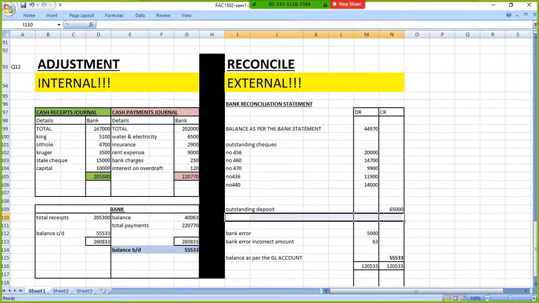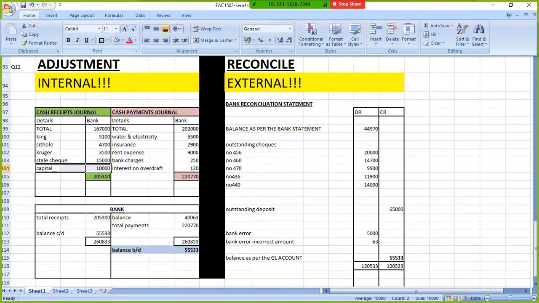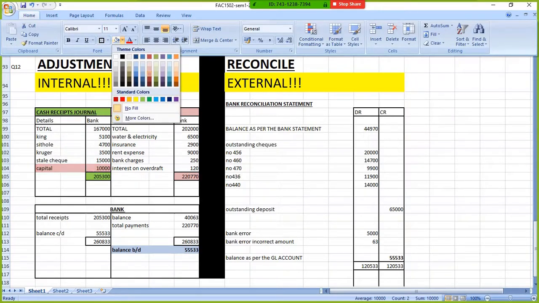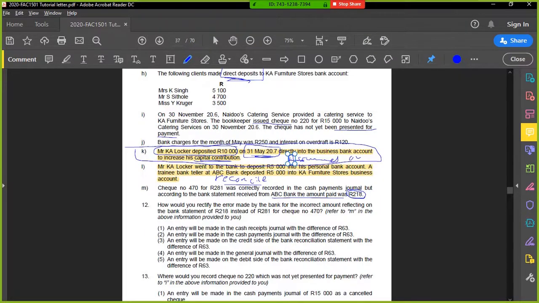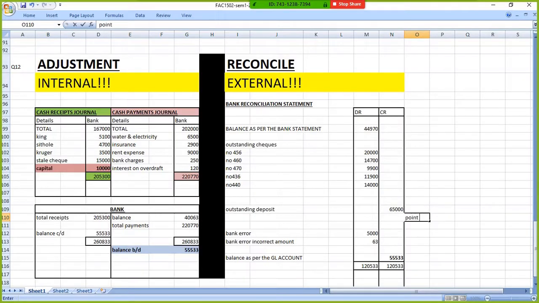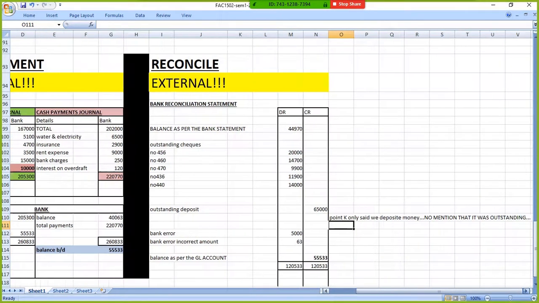So what is it then? It's not an adjustment, not an outstanding transaction. Okay, so I'm just going to put a note here for this one, asterisk. Your point number, what is this? Point K only said we deposited money. No mention that it was outstanding. So yeah, I made an assumption when I shouldn't have.